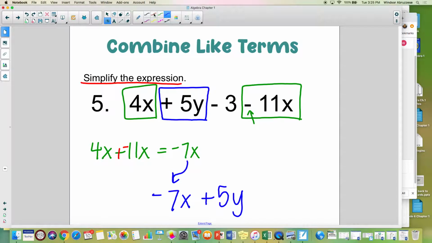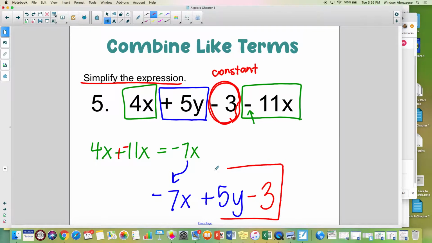Don't forget, we also have a negative 3 term, who does not have any like terms with it. Negative 3 is a constant. A constant is a number that stands alone, no variables with it. So negative 3 doesn't have any like terms, so we are going to just attach him at the end. And there is our simplified expression. Negative 7x plus 5y minus 3. That's it.